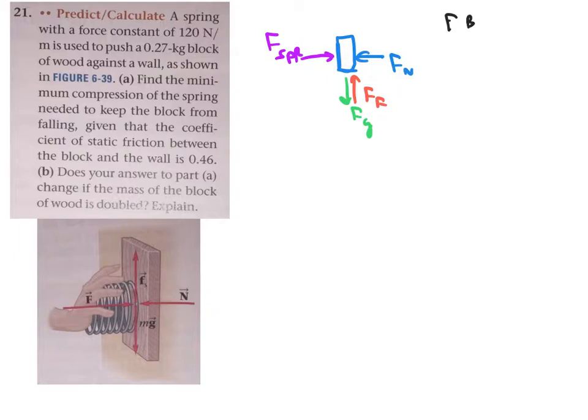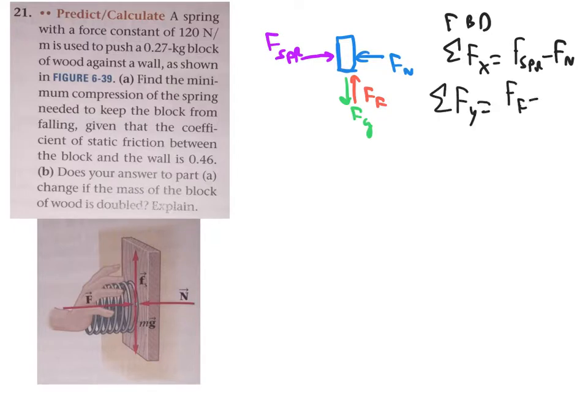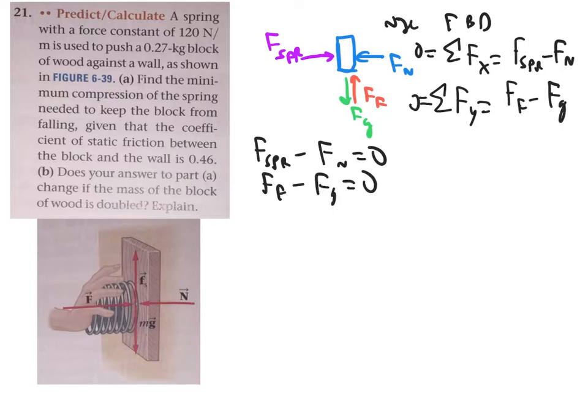So from the free body diagram that I've drawn, the sum of the forces in the x direction is the spring force minus the normal force. And the sum of the forces in the y direction is the frictional force pointing upward, minus the weight pulling downward. And from Newton's second law, the acceleration is 0, so both of these things are 0. So we can combine those to say the spring force minus the normal force is 0, and the frictional force minus the weight is 0.